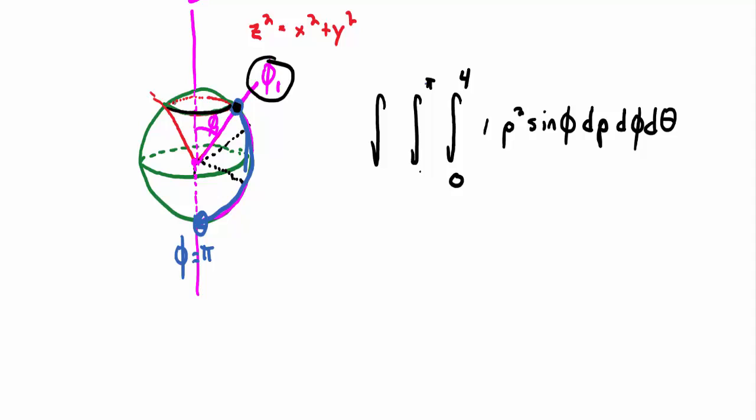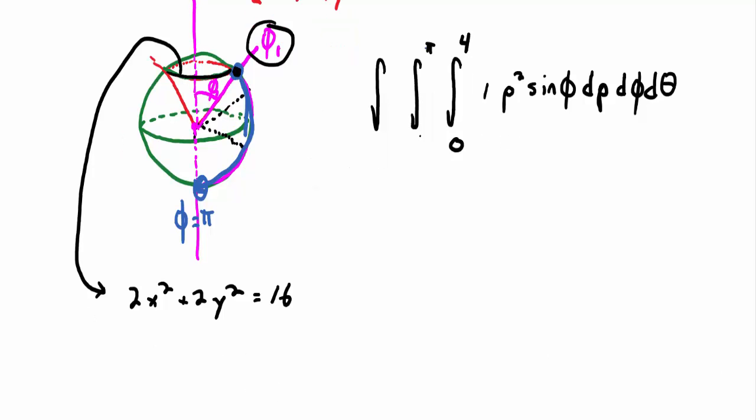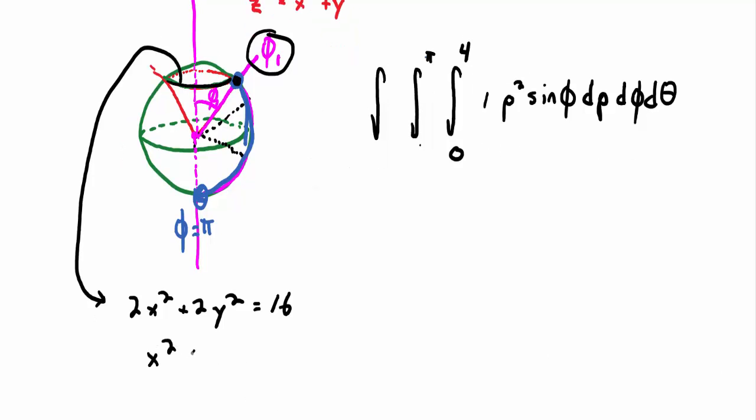So on this intersection curve right there, I get 2x squared plus 2y squared is equal to 16, or x squared plus y squared is equal to 8. So that would be the curve without the height value, whatever the height is, we're not sure about yet. But that would be the curve, this circle of intersection. Okay?